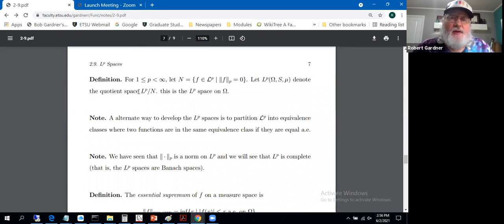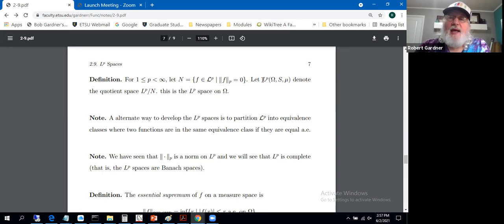Leading us to define the following. For p greater than or equal to 1, let capital N be all f in calligraphy L^p that has norm 0. So this must be functions which are 0 almost everywhere. If you look back at the definition of the norm in terms of an integral of absolute values, the only way you're going to get 0 out of those integrals is if this function equals 0 almost everywhere. That's an alternative way to state this.